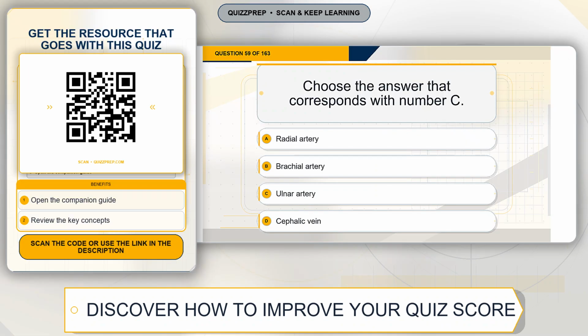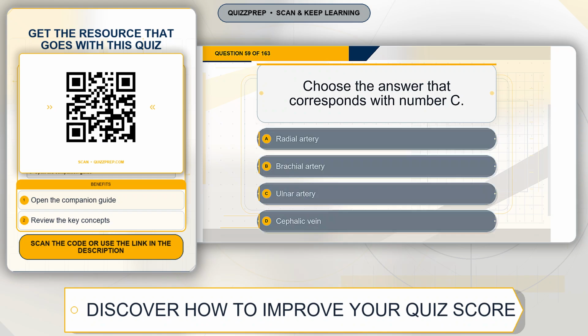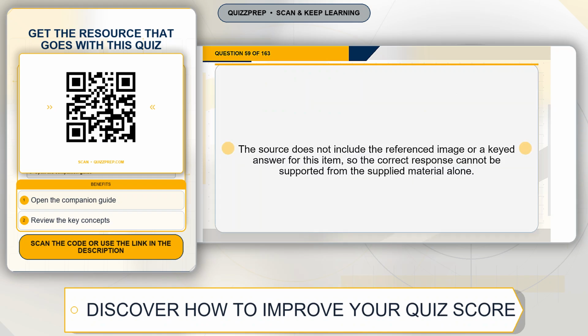Question 59. Choose the answer that corresponds with number C. Option A, radial artery. Option B, brachial artery. Option C, ulnar artery. Option D, cephalic vein. The correct answer is now shown. Explanation. The source does not include the referenced image or a keyed answer for this item, so the correct response cannot be supported from the supplied material alone.